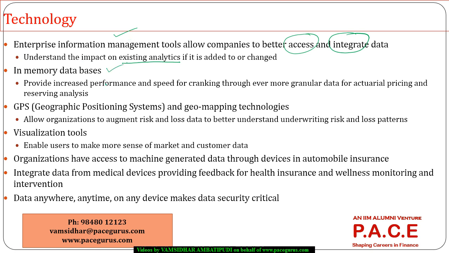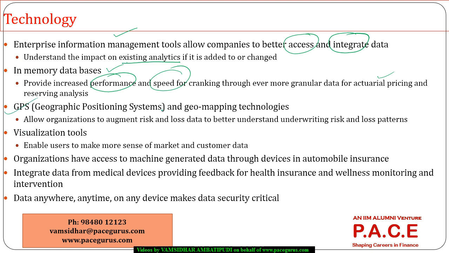We have in-memory databases where the focus is more and more on performance and speed. More and more granular data is processed at a much quicker speed, so that pricing can be done more effectively, and reserving can be done more effectively. So there are quite a few databases which are in memory.